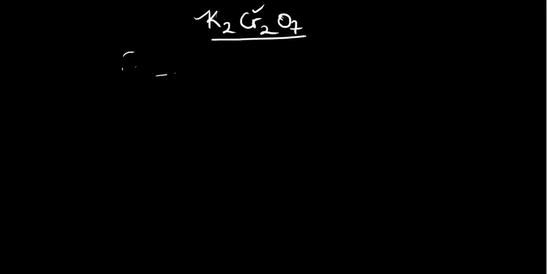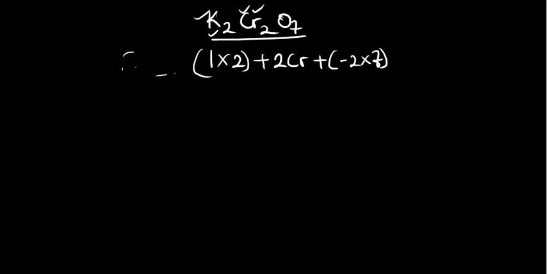How many potassium do we have here? We have 2 potassium, so it will be 1 times 2, plus. Let's represent the oxidation number of chromium with Cr. How many chromium do we have here? We have 2 chromium, so it will be 2Cr, plus oxygen. The oxidation number of oxygen is -2, and we have 7 oxygen. This compound doesn't carry any charge, so its total oxidation number is also equal to 0.